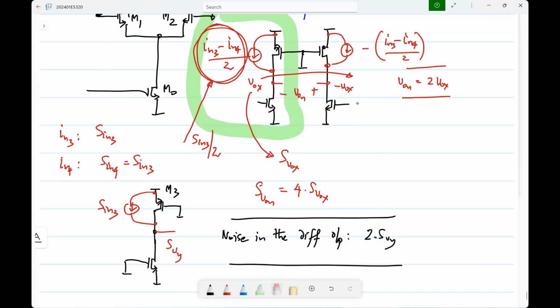But this is an algorithm, and you should also understand the reasoning behind the algorithm. You analyze the noise of the differential half circuit as though that was your circuit, and you just double it. But keep in mind that this is not exactly the same as using the differential half circuit to analyze the signal. Then the signals will be equal and opposite.